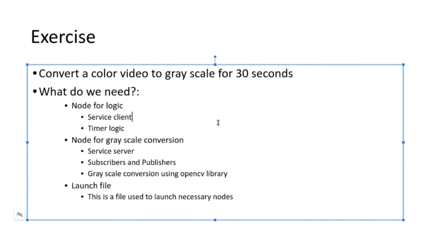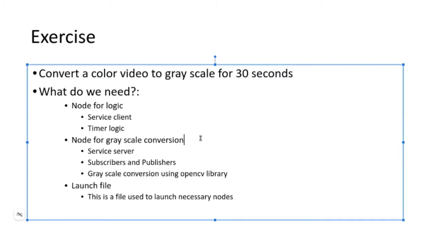And the logic is essentially going to be a timer, because what we want to do is start up some sort of node that's going to convert the video to grayscale, and we want to let it run for 30 seconds, and then we want to stop it. So that's our logic right there.